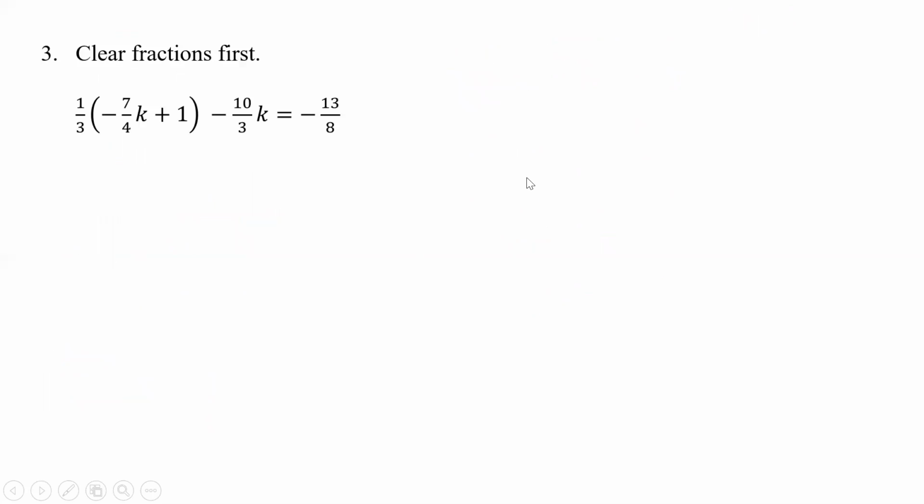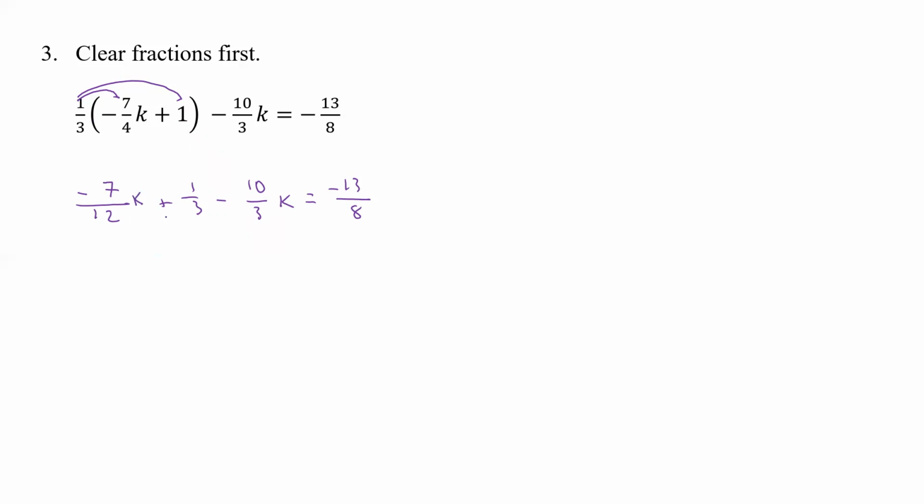All right, so this one says we want to clear the fractions first. So before we can clear fractions, we have to get rid of parentheses. So let's do that first. So 1/3 times -7/4 is -7/12. Then 1/3 times 1 is 1/3 minus 10/3 k equals -13/8. And I forgot the k here.